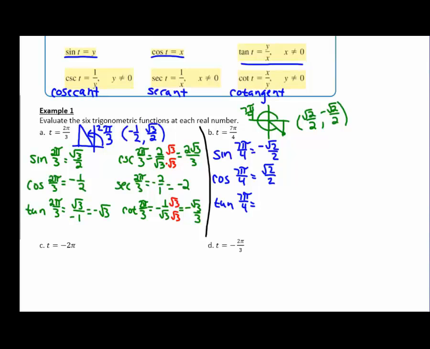And again, they have the same denominator, so I can just take the numerators. So negative square root of 2 over the square root of 2 is going to give me negative 1. Now we'll go ahead and do our reciprocal functions. The reciprocal of sine is cosecant.